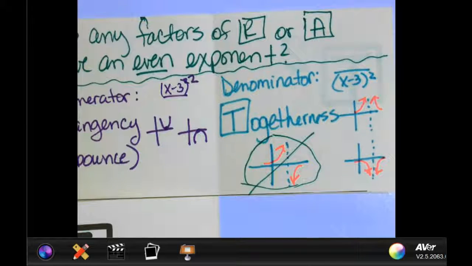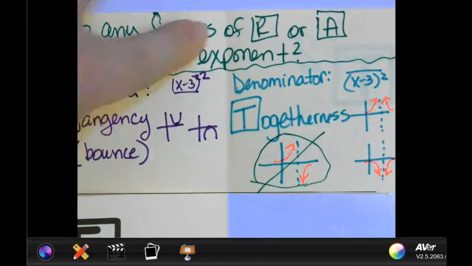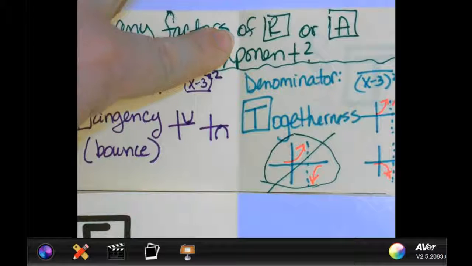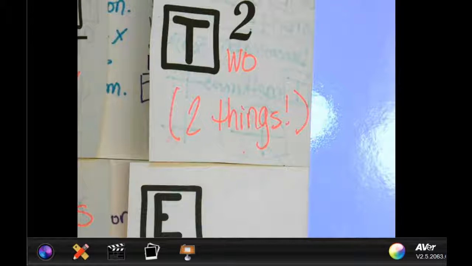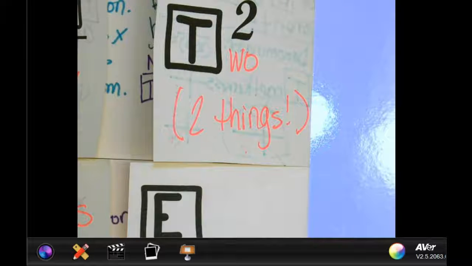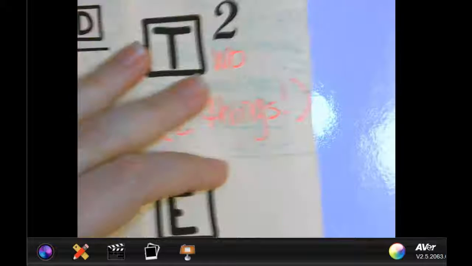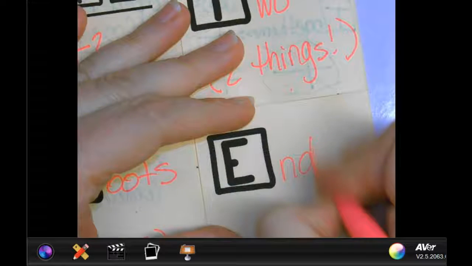All right, so roots, asymptotes, together, tangency and togetherness are t squared. E, what do you think E might stand for? Exponents. It's a good guess. It usually stands for exponents, but no, it doesn't here. It stands for end behavior.